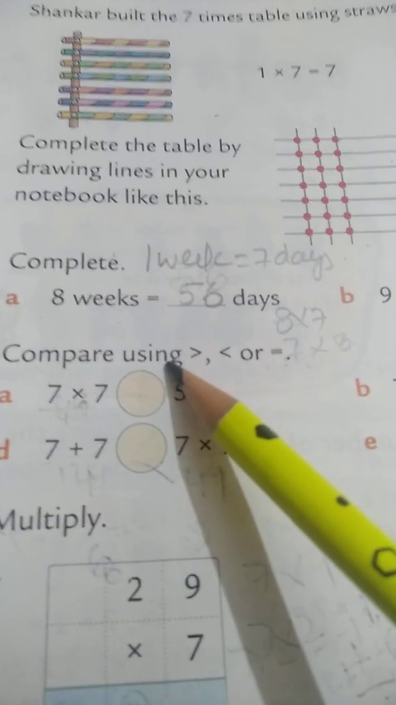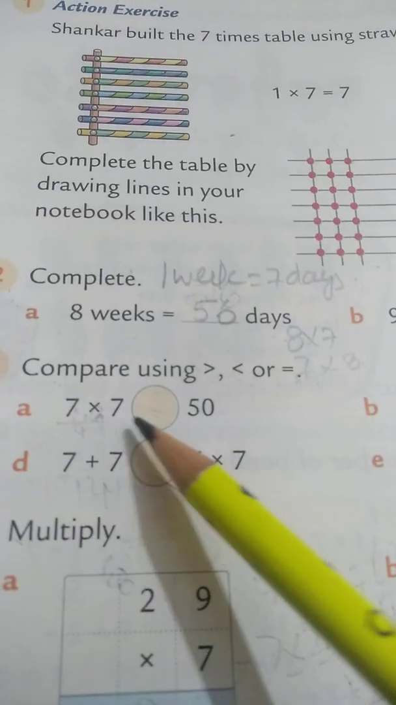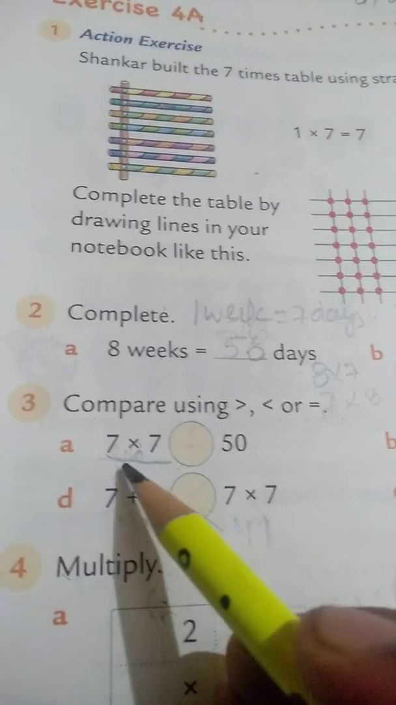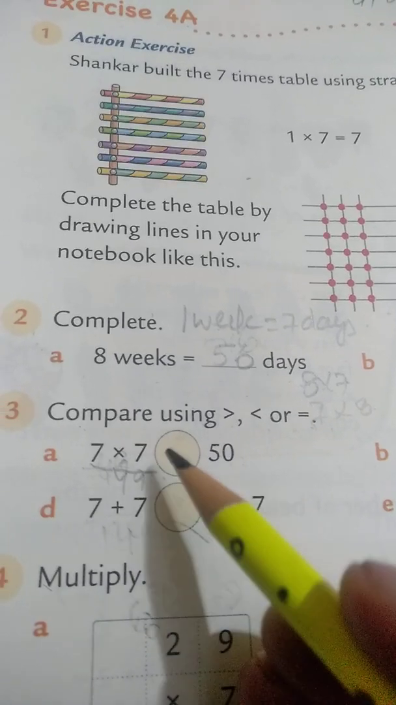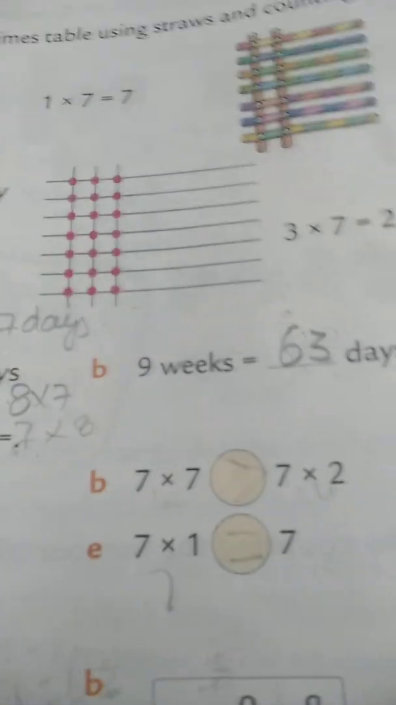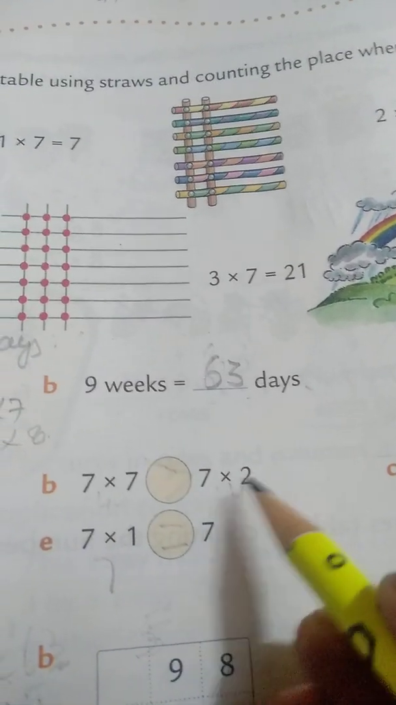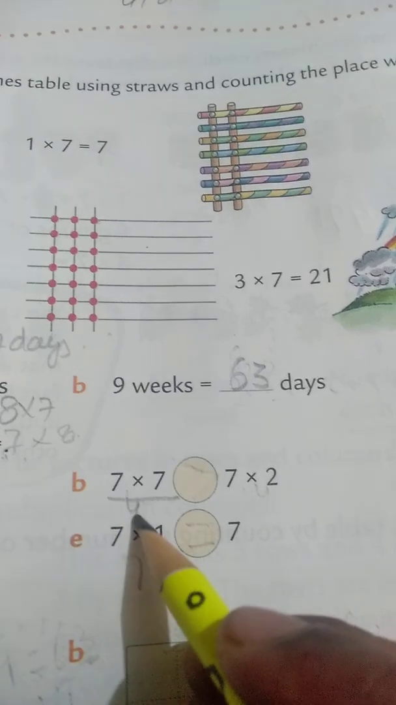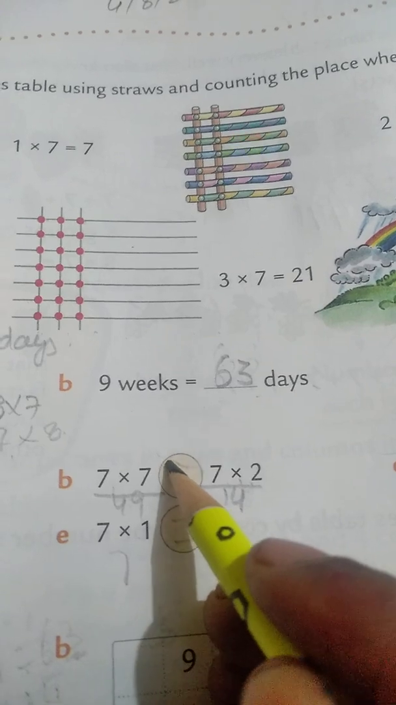Now compare using the greater than, smaller than and equal to signs. 7 into 7 and 50 is given. 7 sevens are 49 and it is 50. 49 is less than 50, so you will show the less than symbol here. Next, 7 sevens are 49 and 7 twos are 14. So 49 is greater than 14.